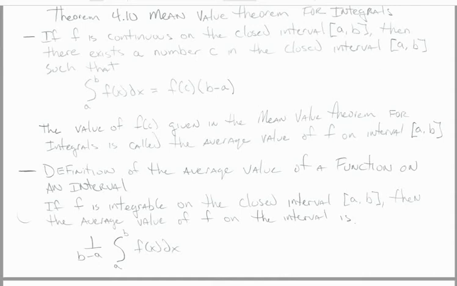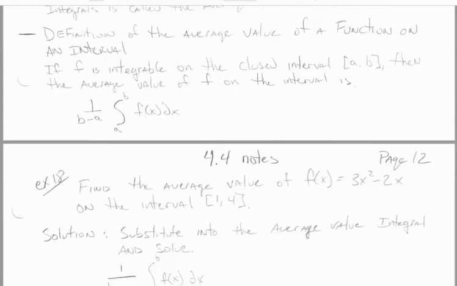When we do that, we're literally just taking 1 divided by b minus a, the integral from a to b of f of x dx. So we're just really going to integrate, and we're going to use the limits to help find the average or the mean value across it.